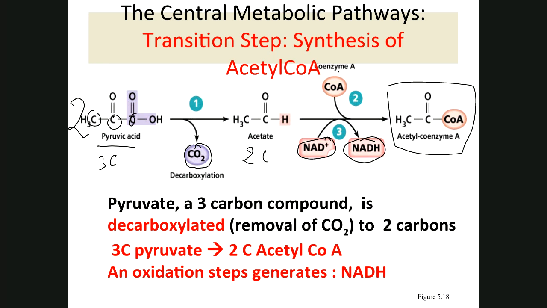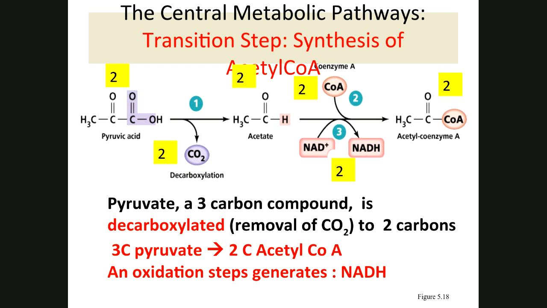So at the end of the intermediate step, per glucose molecule, we would have 2 CO2s, 2 acetyl coenzyme A's, 2 NADHs. So we started out with a 6-carbon compound. Now we're down to 2 2-carbon compounds. We've lost 2 carbons in the form of CO2.